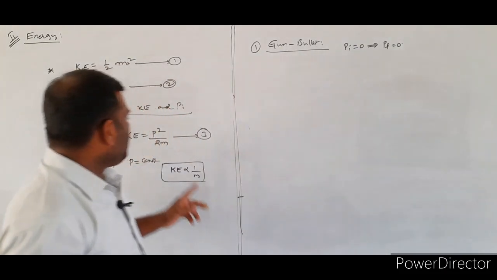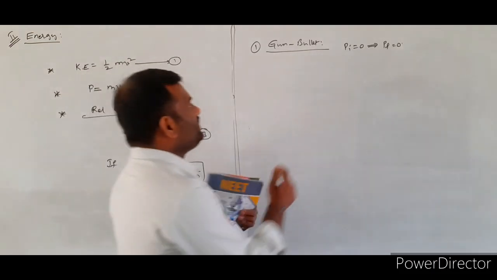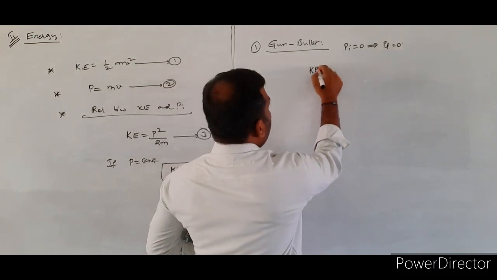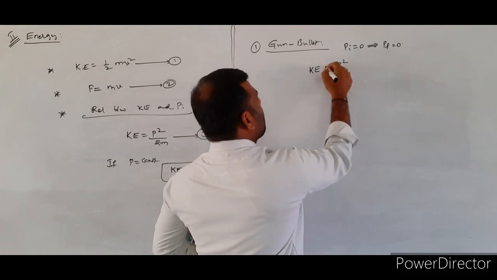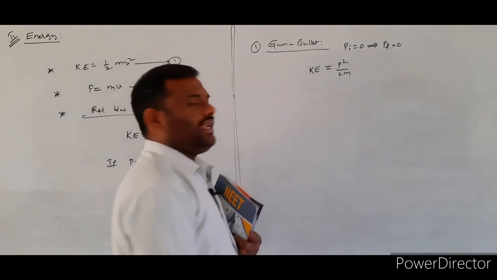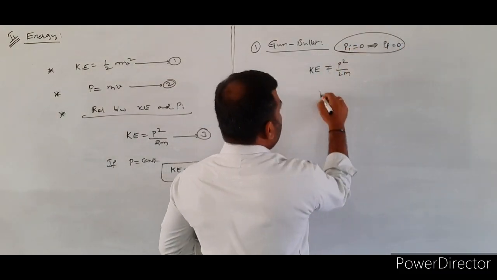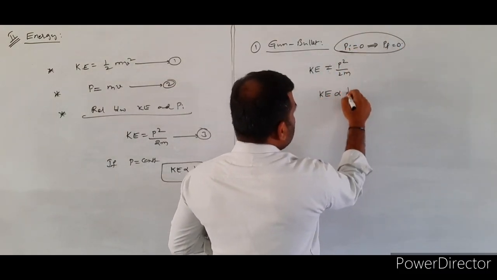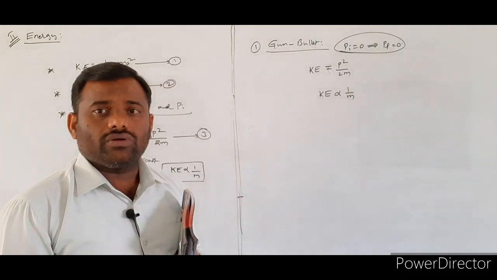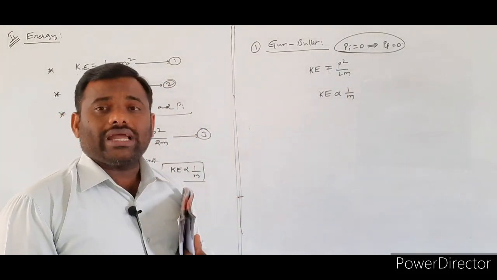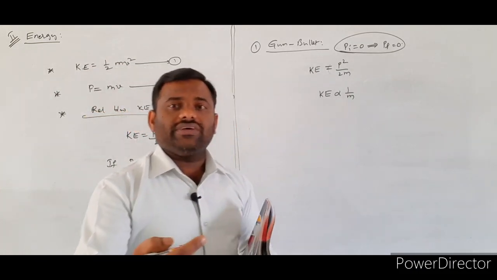So now we are considering this relation. What is the relation here? Kinetic energy KE is equal to P square by 2m. Here the momentum value will remain the same, so kinetic energy is inversely proportional to the mass. Now I want to calculate the ratio of the kinetic energy of the bullet to the kinetic energy of the gun.